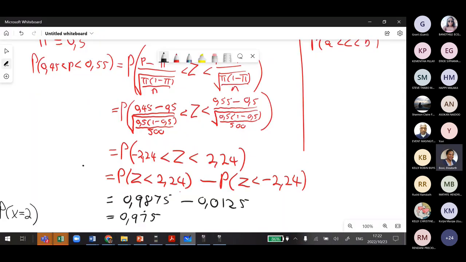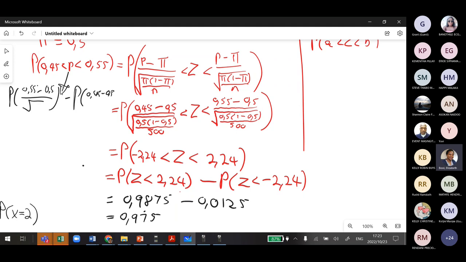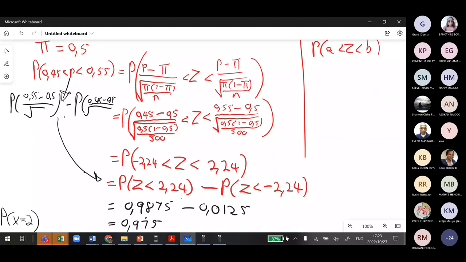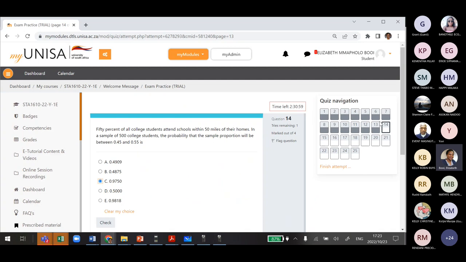Especially with my method that I'm using, you could have immediately at this point split it into two from there and done the probability of 0.55 minus 0.5 divided by the standard error, minus the probability of 0.45 minus 0.55. It will still work out the same way, because this will fit into that. So it's the same process that I followed. I didn't break any rules. Okay, so let's move on to the next question.